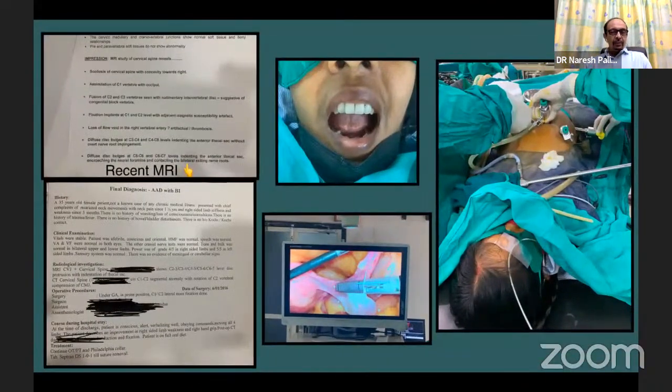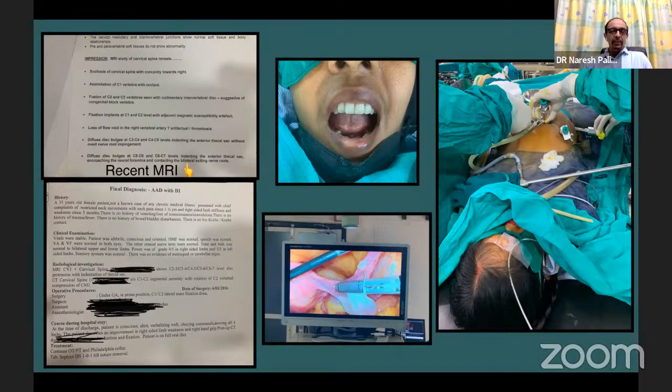This was a patient, a relative of a doctor, with AAD with basilar invagination. She had a limited mouth opening, and she also had disc bulges at C4-5-6 and some neurological issues in the upper extremities. But she was very much worried about her neck movements. She used to get giddiness during her neck movements.